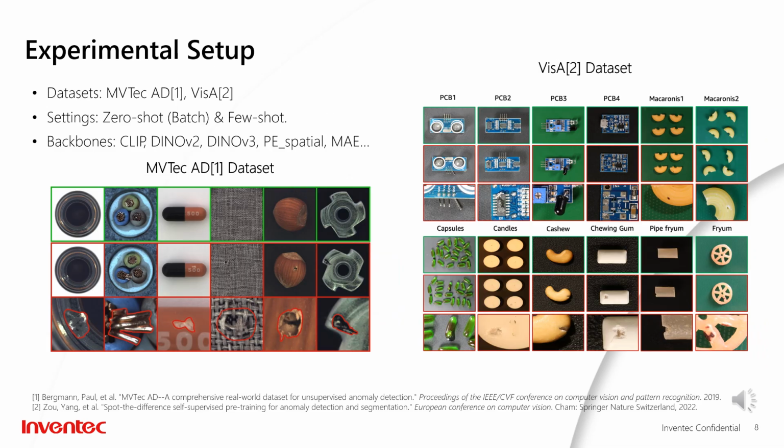We conducted extensive experiments to validate PatchEAD. We used 7 major datasets, including the industry standards MVTec AD and VisA, as well as MPDD, BTAD, and others. We tested both batch zero-shot and few-shot scenarios. Also, we evaluated a wide range of models, including CLIP, DINOv2, DINOv3, and PE_spatial to prove our framework is model agnostic. Our goal was to compare against top-tier methods like WinCLIP, AnomalyGPT, and MuSc.